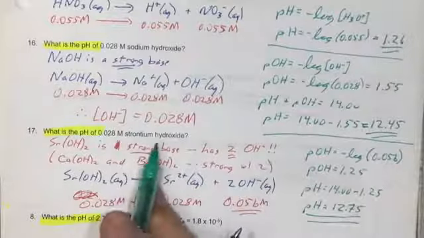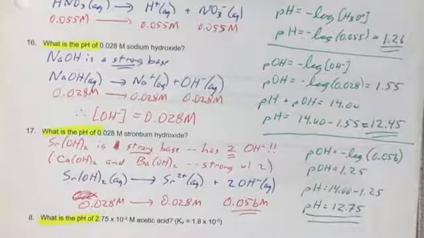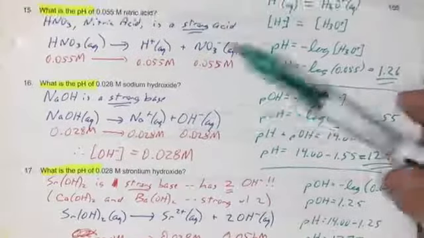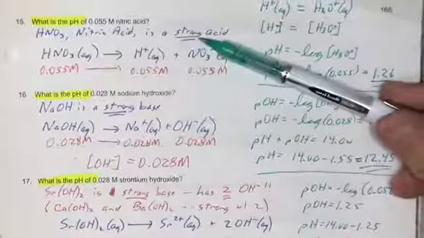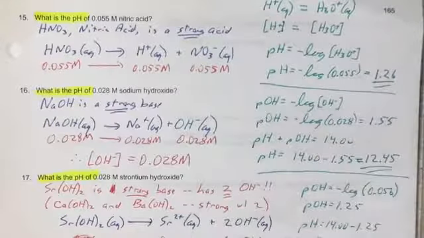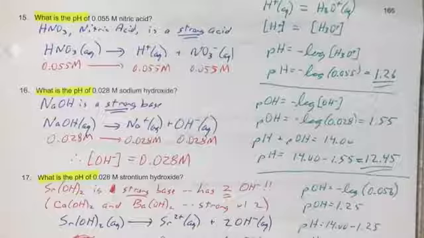That shouldn't surprise us. This is a strong base. It has a high pH. So if you have either a strong acid, that we saw on this question up here, or a strong base, as we saw here, it's a one-way arrow. You do not solve it like an equilibrium problem.